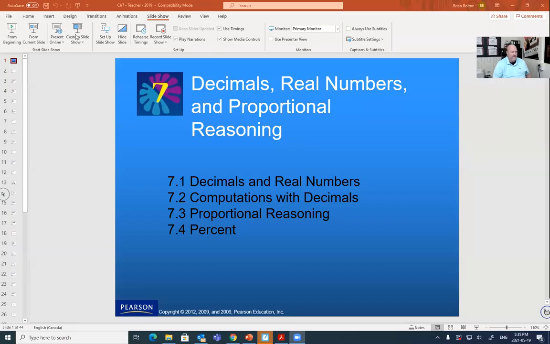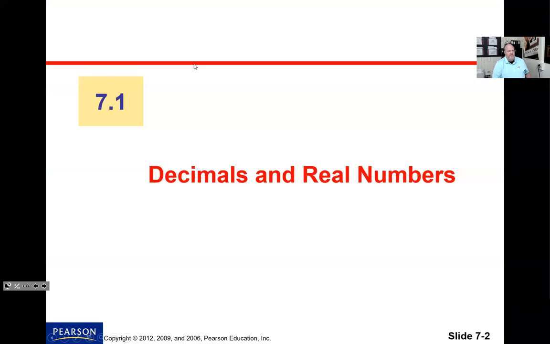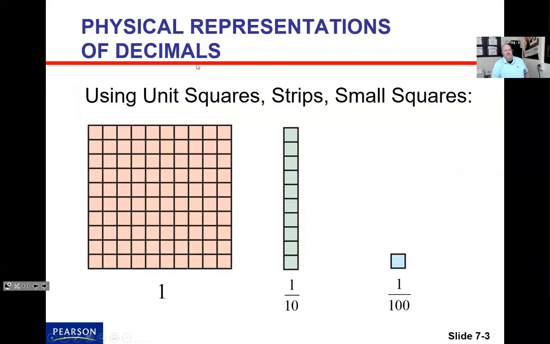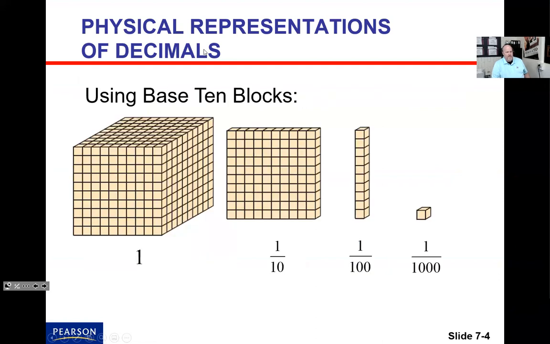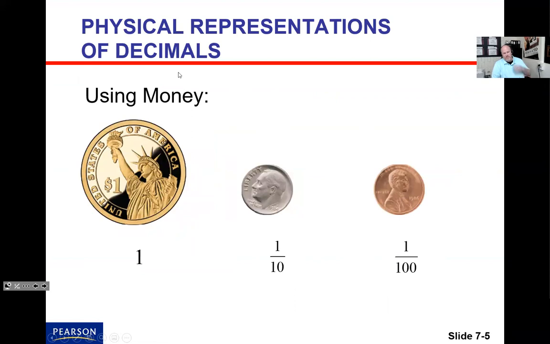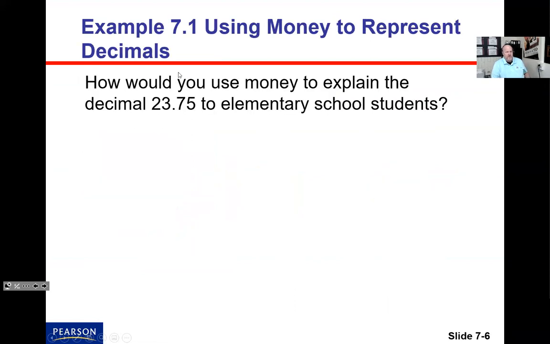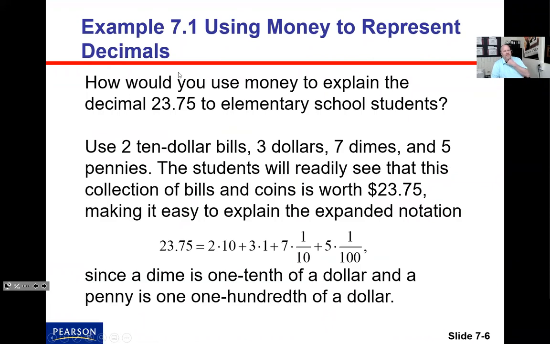I'll do that first little overview real quick, just so we have a recording of it. So we're going to do decimals. Decimals can be represented with blocks, mats, strips, and units, or money. If we wanted to do 23.75, we could do it as 2 tens, 3 loonies, 7 dimes, and 5 pennies.